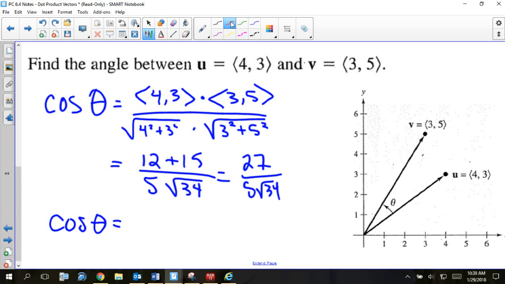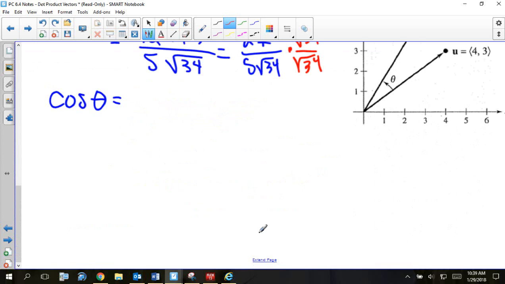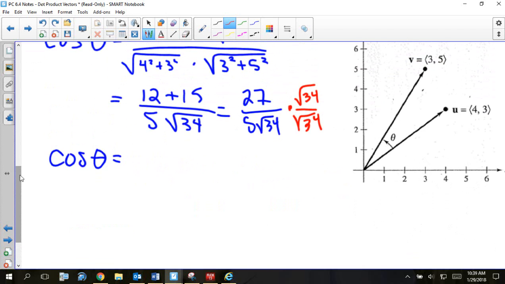And you guys all yell at me and say, wait, we can't have a radical in the denominator. Okay. So we'll say, fine, I'll rationalize it. And I get 27 radical 34 over, and I multiply that stuff together, 170.